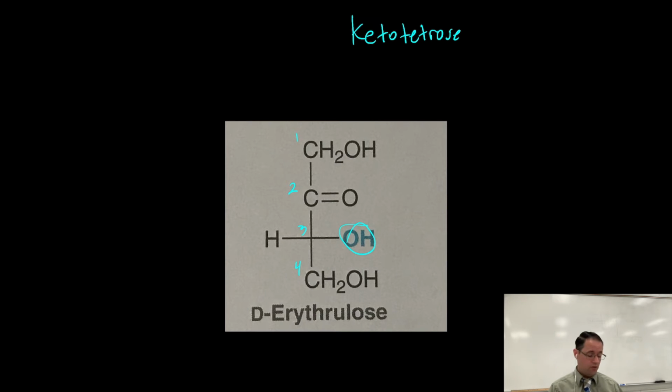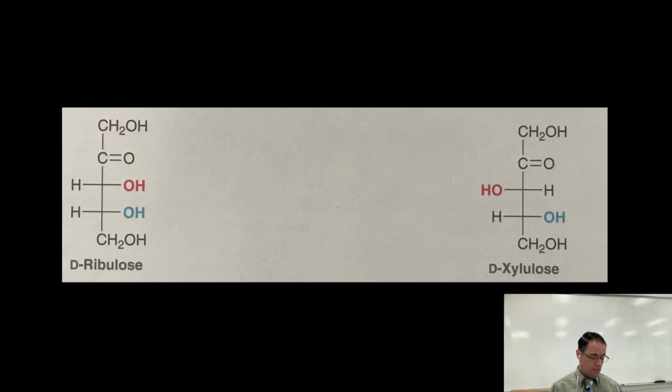So there's 0 stereogenic centers. So if we do 2 to the nth, right, 2 to the 0 power is equal to just 1. All right, so there's one molecule we can possibly draw for this. All right. On the screen here, we have 1, 2, 3, 4, 5. So these are ketopentoses.